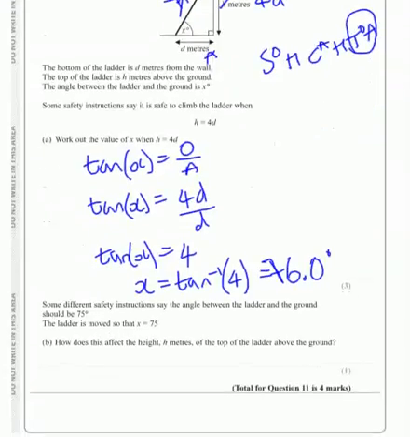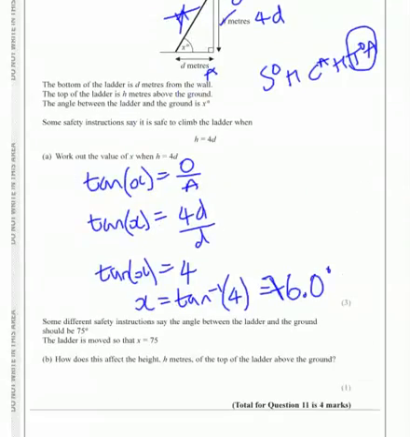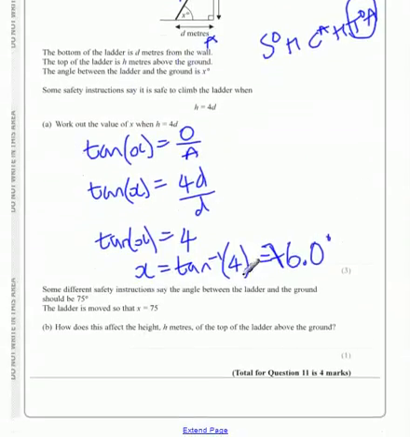For part B, we are looking at some different instructions. If the angle is moved so that it's slightly less, that means the value of d is going to increase, and that means the value of the height will decrease slightly.